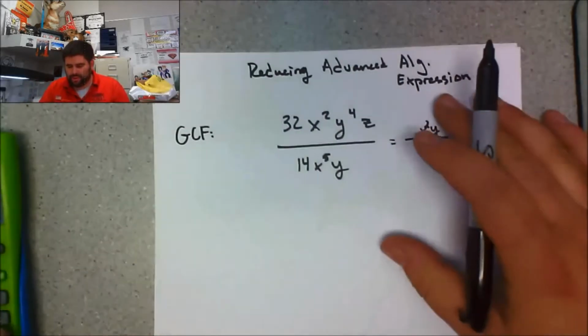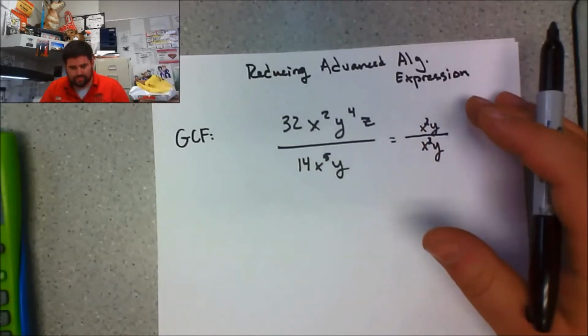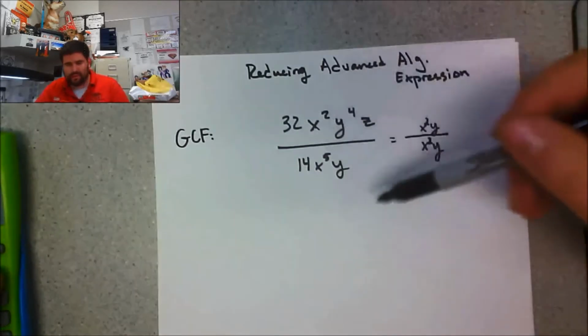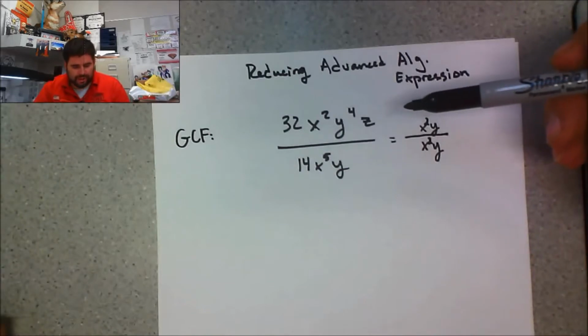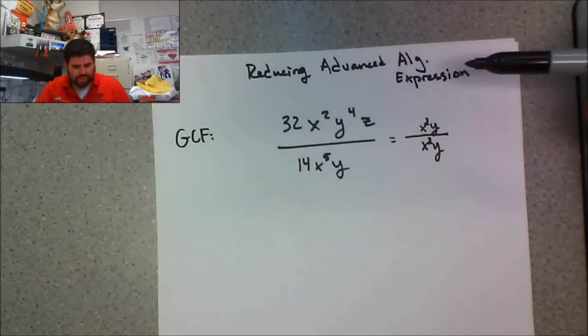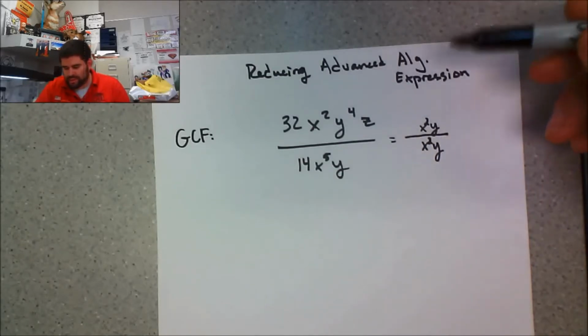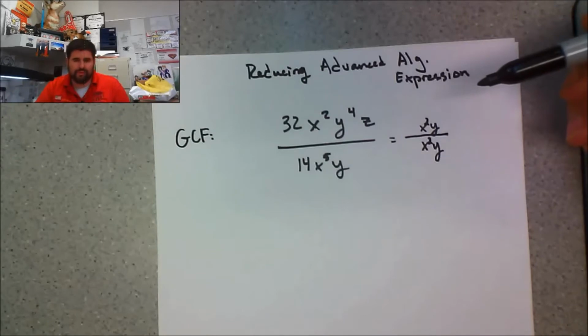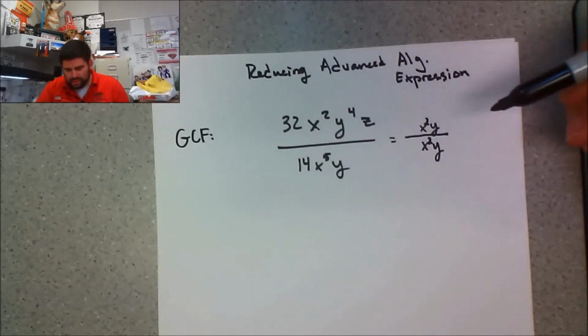Now it comes down to the numbers here. I've got 32 and 14. The obvious thing is to think the common factor is 2, which is correct. But what if there was a bigger number that we could go into? How would we know that? Well, you could just find the GCF.